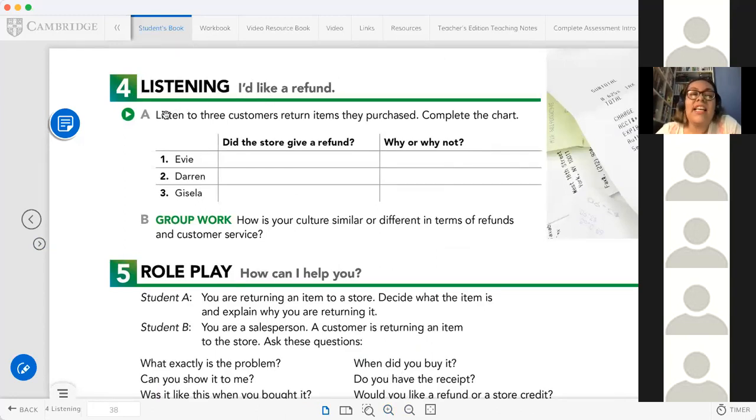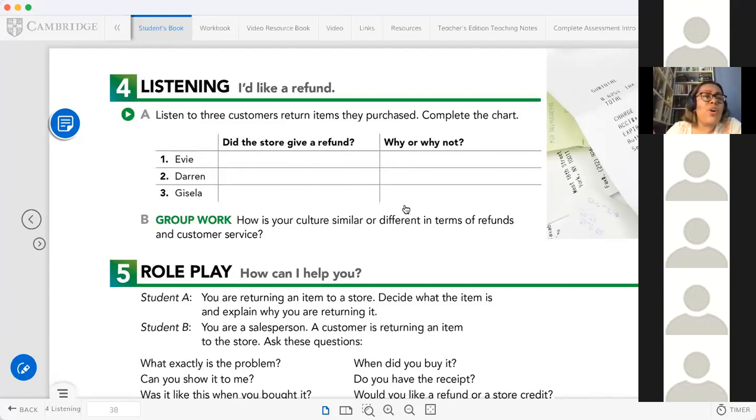I'd like a refund. Listen to 3 customers return items they purchased. Complete the chart. So here we have Evie, Darren, and Gisela, all right? And in this case, did the store give them a refund? Yes or no? Why or why not? That's what you have to copy, all right?